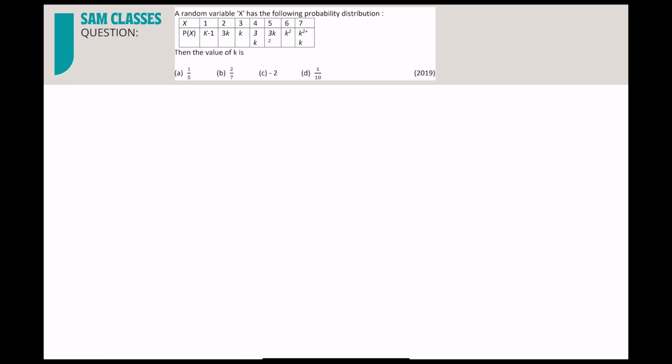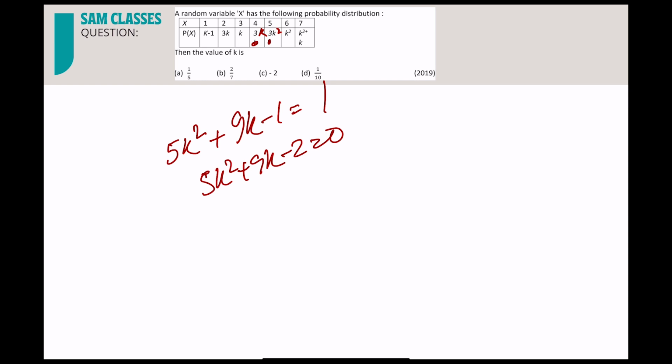Random variable x has the following probability distribution. Now this is big, so you have to solve it. This is k square plus k square, this is 3k square, and this is 3k. If we add up everything: k square, 2k square plus 3k square gives 5k square, plus k, 3k, 4k, 5k, which is 8k plus 1, so 9k. 9k minus 1 has to be equal to 1. So we get 5k square plus 9k minus 2 equal to 0. Solve it, you will get the answer.